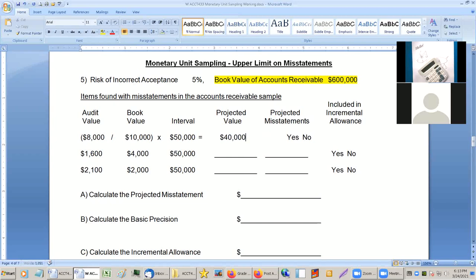But we're more interested in this one, the projected misstatement, which would be 10,000. Okay, so this is our projected misstatement for this one. And the incremental allowance says, okay, could there be more things wrong in that interval? Well, the book value is 10,000 and the interval is 50,000. So yeah, there could be more things wrong in there. This doesn't cover the entire interval. So including the incremental allowance, yes. Because even though we found something bad, it could be worse. And we'll see what we do with this in a few minutes.